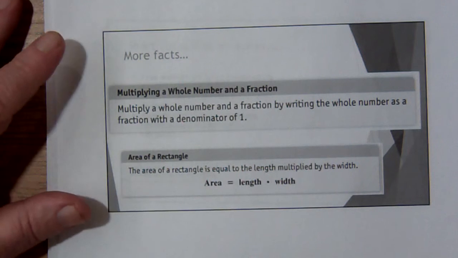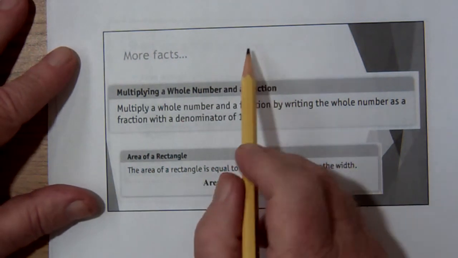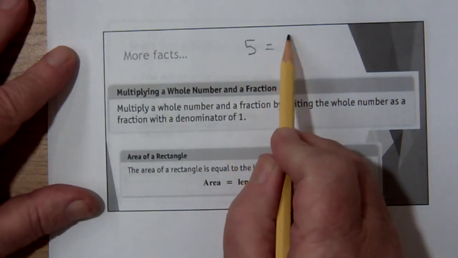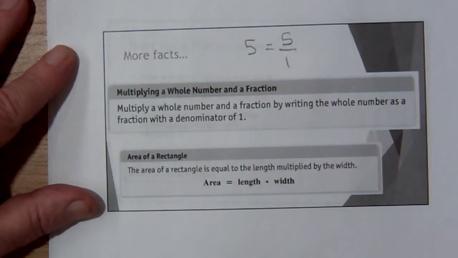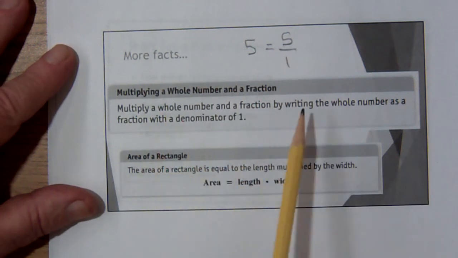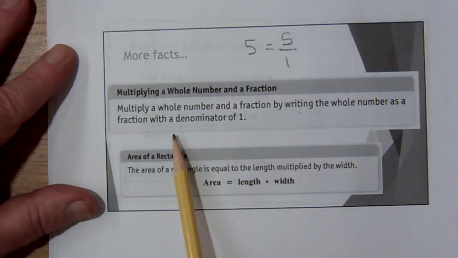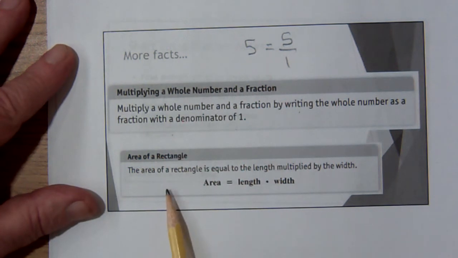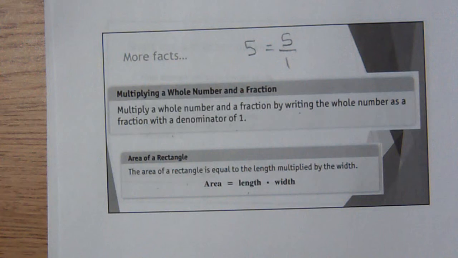Also, you should know that a whole number like 5 is really the same thing as 5 over 1, and that helps you when you multiply a whole number and a fraction. You want to write the whole number as a fraction with a denominator of 1. We will also use our first geometry formula: the area of a rectangle is equal to the length of the rectangle times the width.